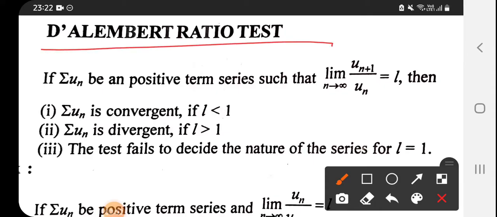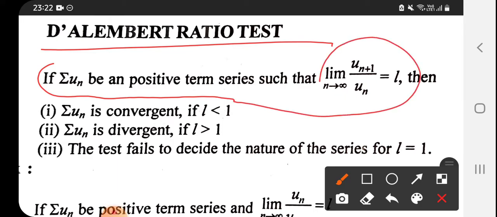D'Alembert ratio test. If summation un is a positive term series such that limit n tending to infinity un plus 1 divided by un is the finite number L, then summation un converges if L is less than 1, diverges when L is greater than 1, and the test fails if L is equal to 1.